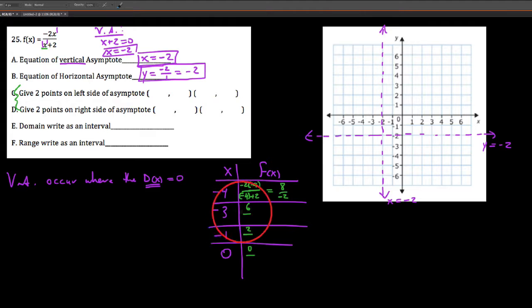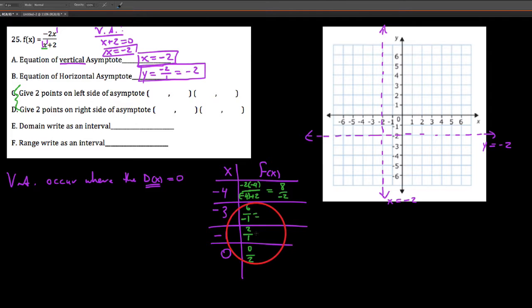But we could just say, you know what, I know that negative 4 plus 2 is negative 2. You wouldn't necessarily have to show that. Negative 3 plus 2 would give us a negative 1. Negative 1 plus 2 would give us a positive 1. And then 0 plus 2 would give us a 2.